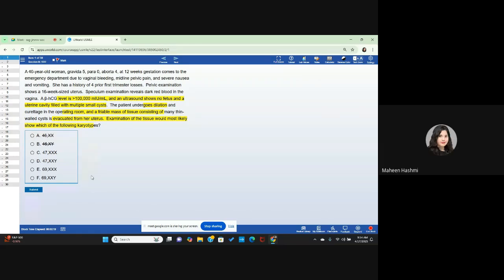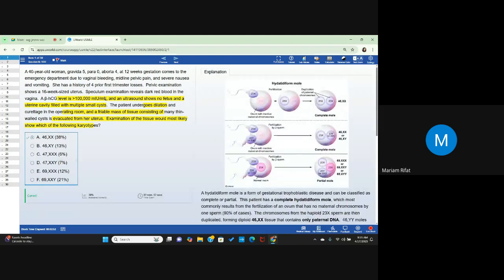What's the chromosomal number? I think it's 46,XX. Yes, it's the complete mole, and the most common form is 46,XX, because there is no fetal tissue. If there is fetal tissue present, it will be a partial mole, and the partial mole will be 69,XXY, or it could be XXX or XYY. Very good. So they were referring to a hydatidiform mole.